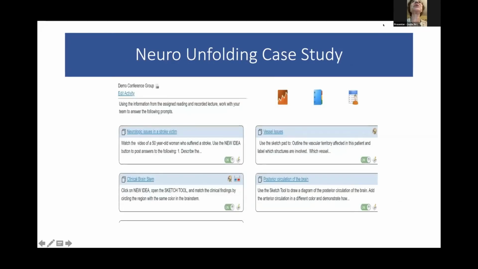Visual classrooms is also used for unfolding or interrupted case studies, which I know some of you have used. In this case, student groups work through one section of the case, share their findings and questions with the class and instructor before moving on to the next case. This is the case of a 50-year-old woman who suffered a stroke.